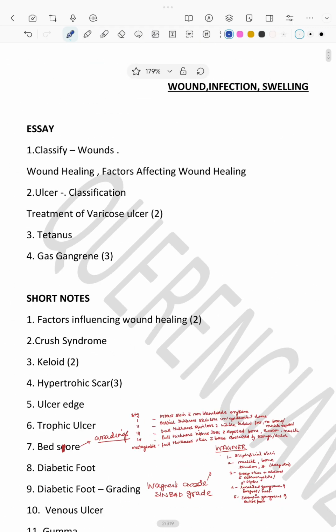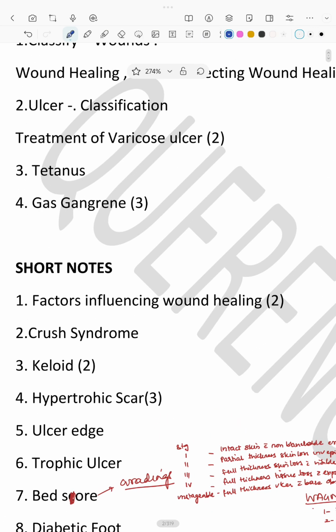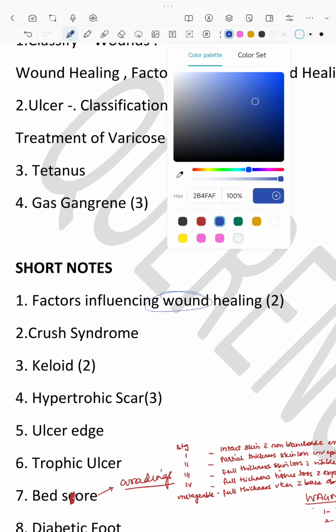So, first question, factors influencing the wound healing. What is a wound? A wound is a break in the integrity of the skin and underlying tissue. What is wound healing? Wound healing is the process of healing of the wound by regeneration and repair.